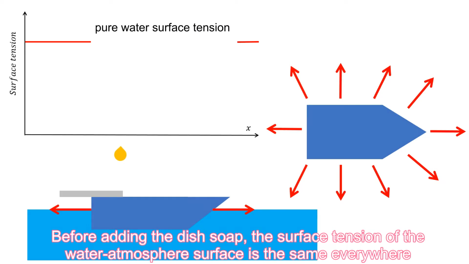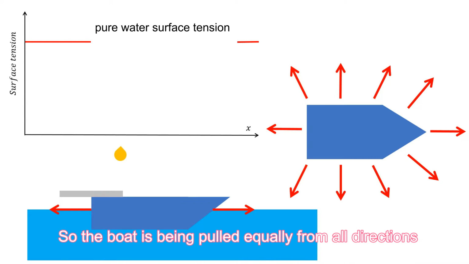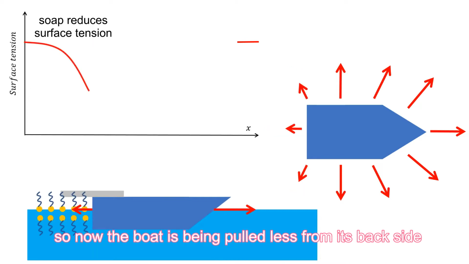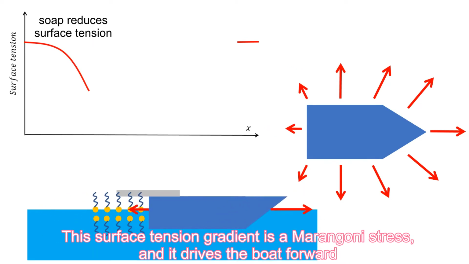Before adding the dish soap, the surface tension of the water-air surface is the same everywhere, so the boat is being pulled equally from all directions. After adding the soap, the surface tension near the back end of the boat decreases, so now the boat is being pulled less from its backside. This surface tension gradient is a Marangoni stress, and it drives the boat forward.